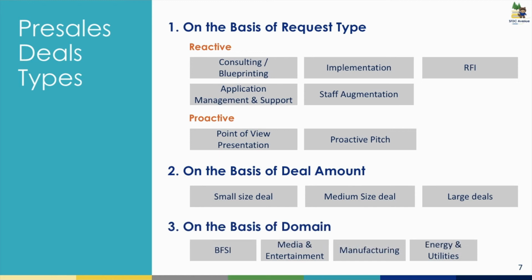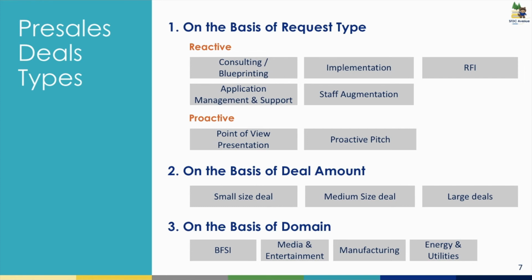Now, on the basis of domain, deals can be defined as a BFSI deal, media entertainment deal, manufacturing deal, ENU deal, and maybe some other vertical deals. The deal can be domain specific, as we saw here. So if a deal has been brought by the BFSI vertical, for example, it becomes a BFSI deal. Mostly then the vertical pre-sales team will collaborate with relevant practices and technologies that are required to respond to the RFP.